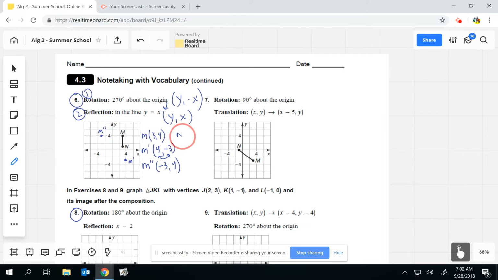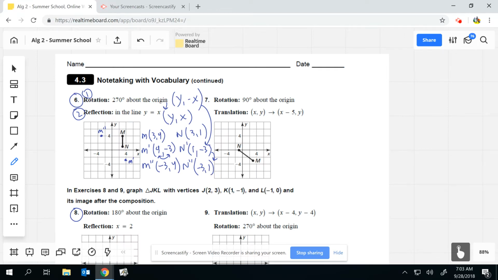Let's do N next. The actual point for N is 3, 1. So you take N prime by doing this first rule right here. The first rule says bring the y up front and leave it 1, and put the x in the back and change its sign. So 1, negative 3. And double prime says to take that point and switch them around, because that's what it says, just to do yx. So negative 3, 1.